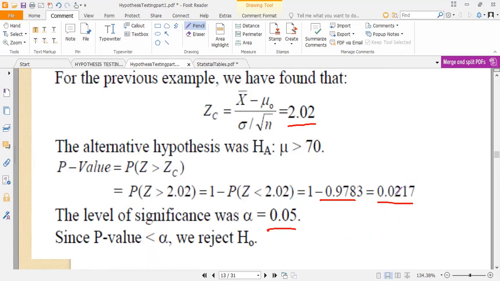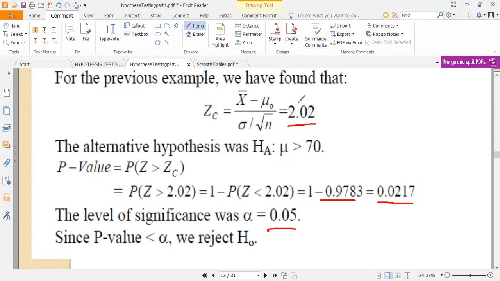If this figure is greater than 0.05, we're going to fail to reject, we're going to accept our H0. But if it's less than 0.05, we'll reject. So all figures below 0.05 mean the means are significantly different.